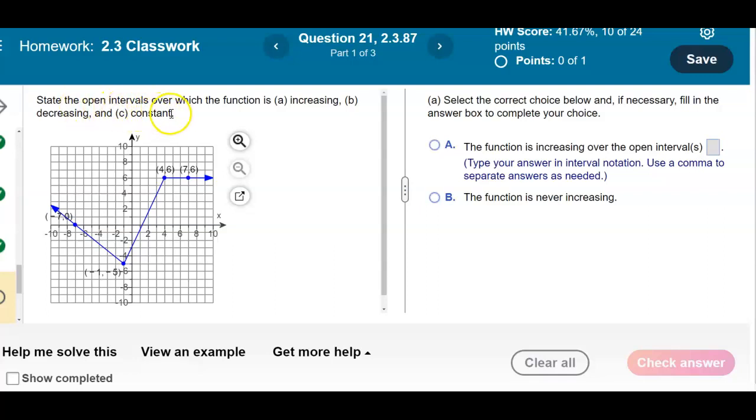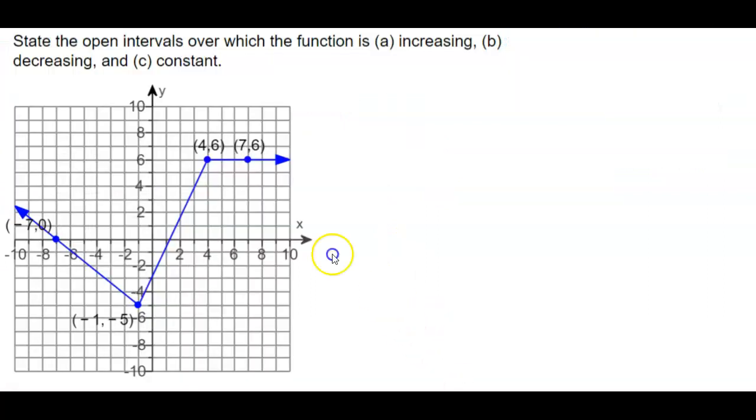State the open intervals over which the function is A, increasing, B, decreasing, and C, constant. So here is our graph that we need to look at to see whether it is increasing, decreasing, or constant. Now for the first part, in part A, we want to select the correct choice to determine whether the function is increasing.